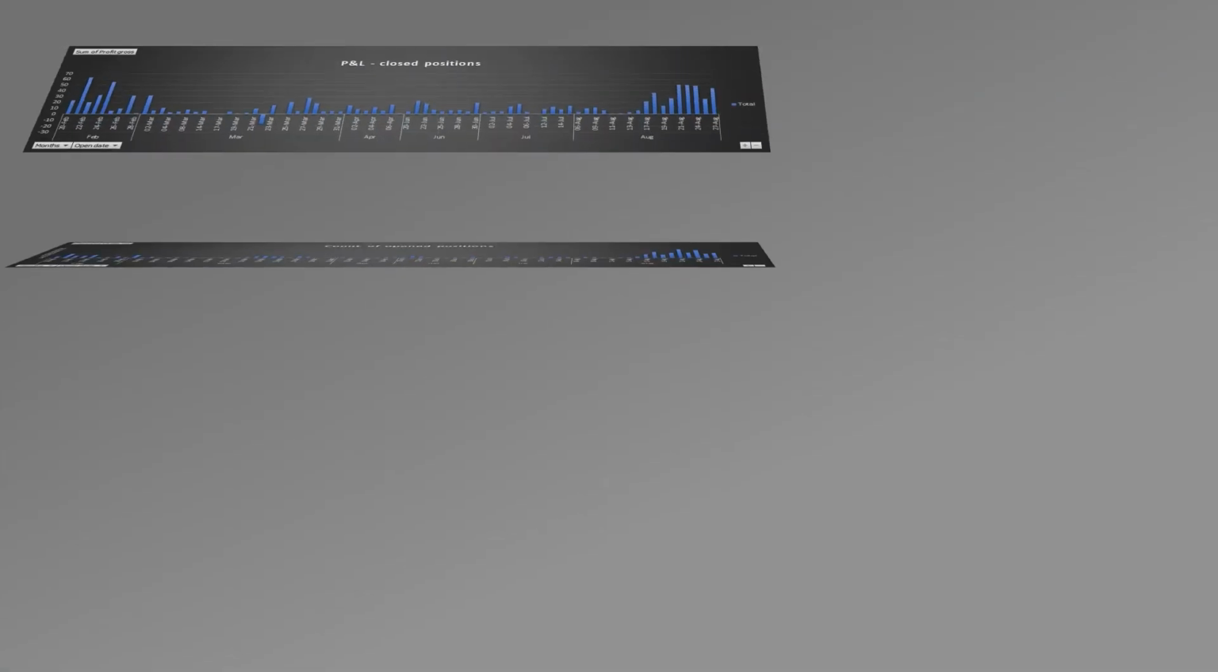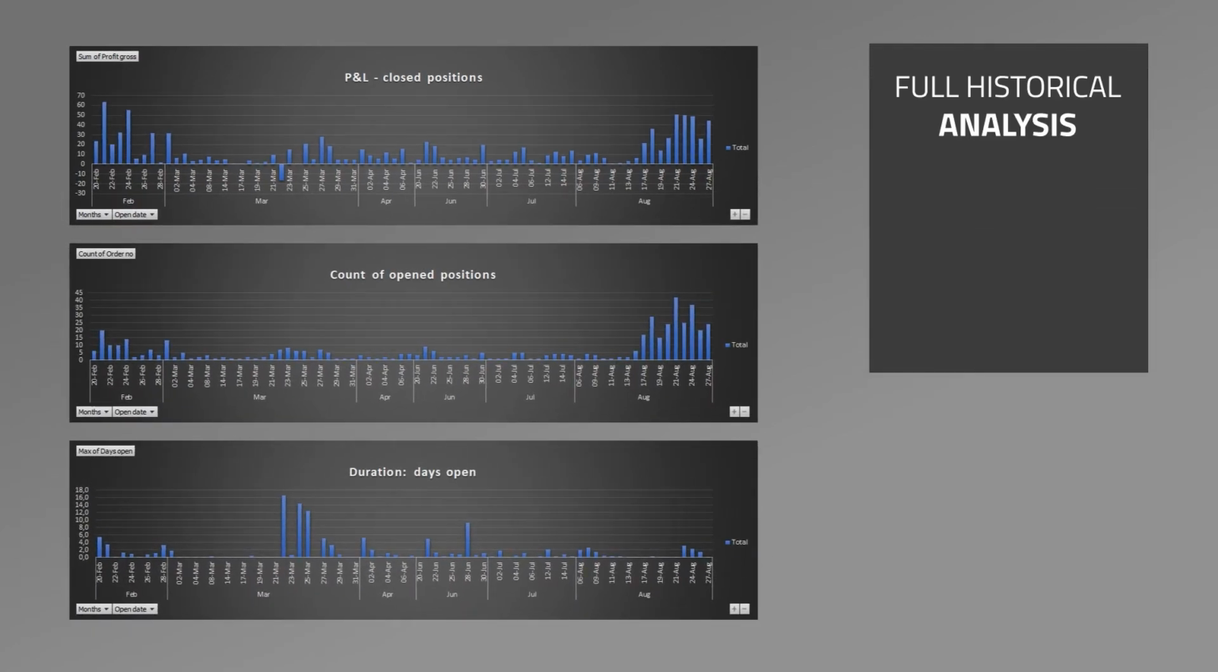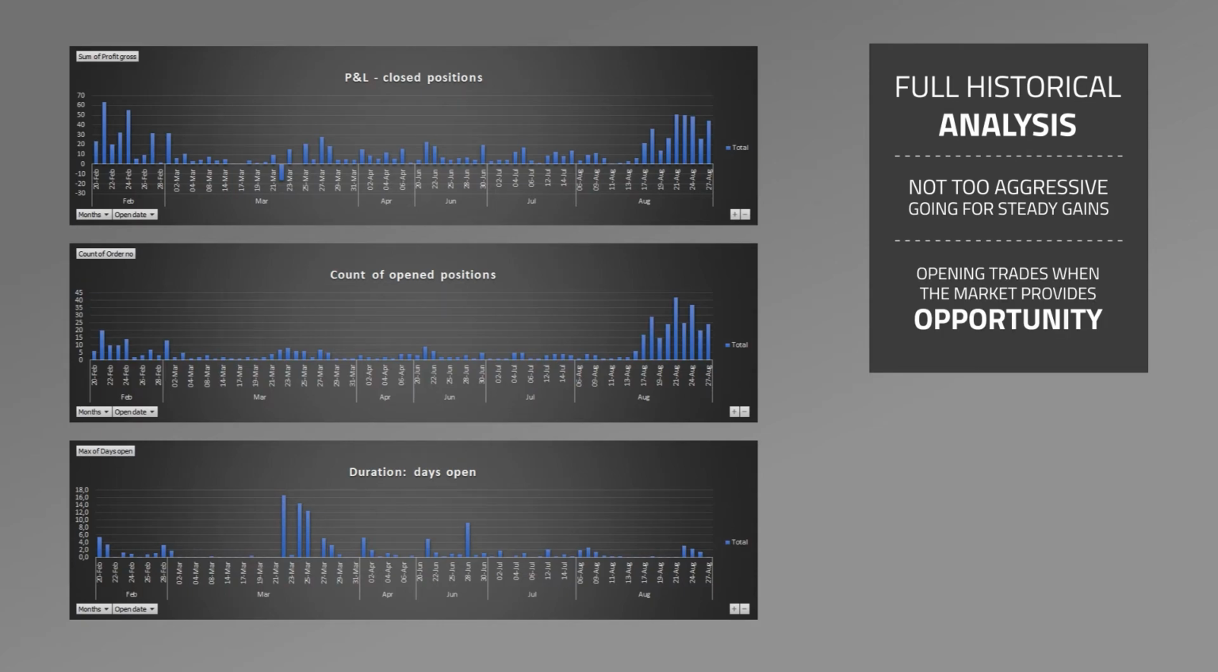So basically, within 30 minutes, I completed the full historical analysis of this trader, and I have to say that I'm impressed. This type of trading is exactly what I like to see, not too aggressive but going for steady gains, not forcing daily trading, just opening and closing whenever the market provides an opportunity.